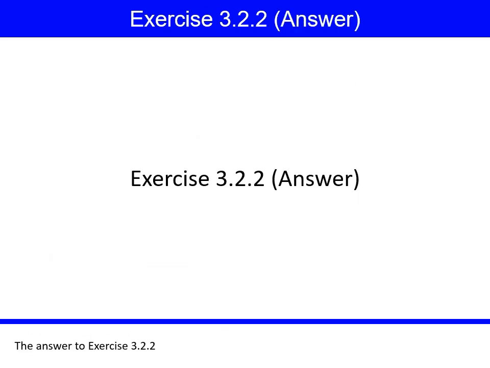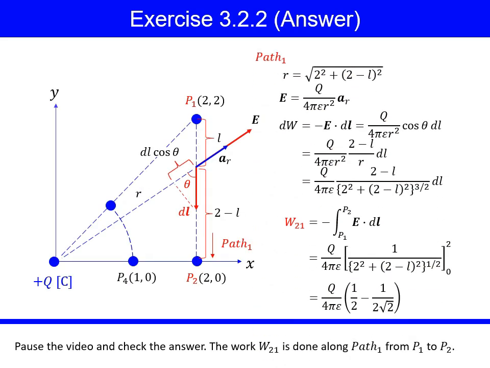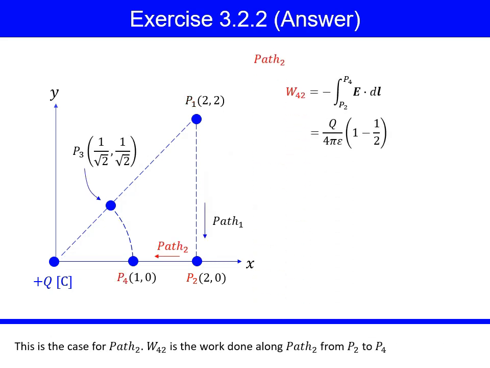The answer to exercise 3.2.2. Pause the video, and check the answer. The work W21 is done along path 1 from P1 to P2. This is the case for path 2. W42 is the work done along path 2 from P2 to P4.